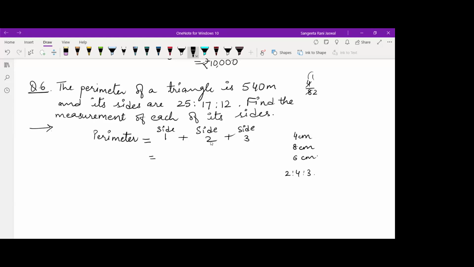But 1 by 2 is not the length. 2, 4, 3 is not the length. This is just a ratio. Right?